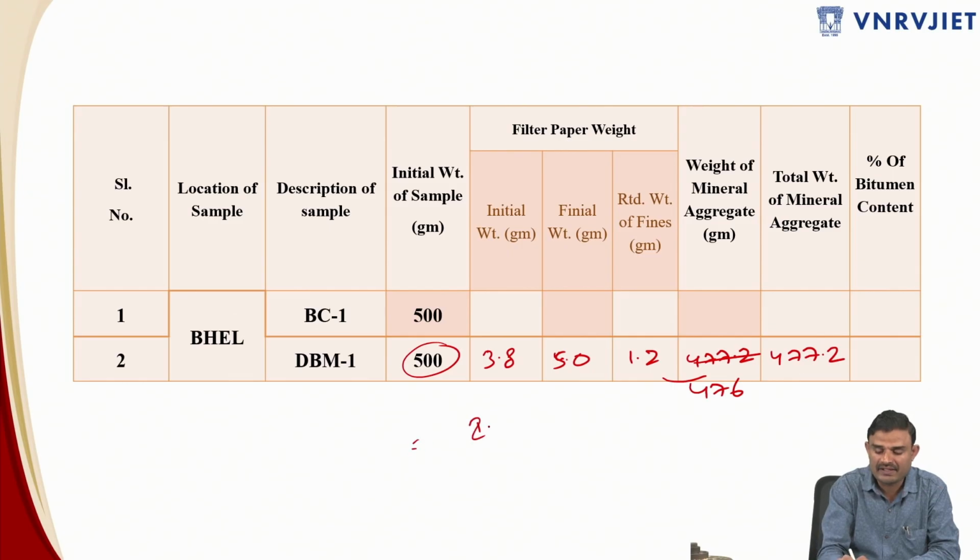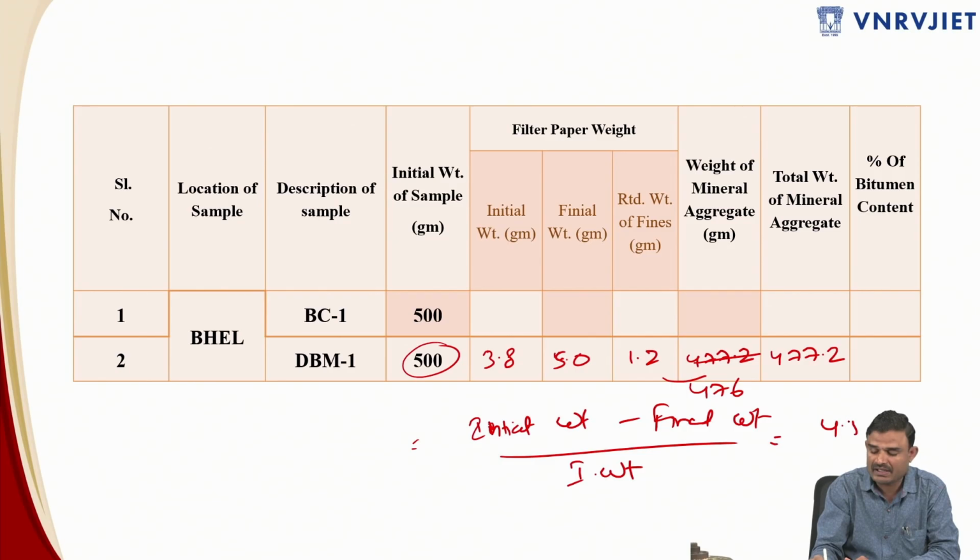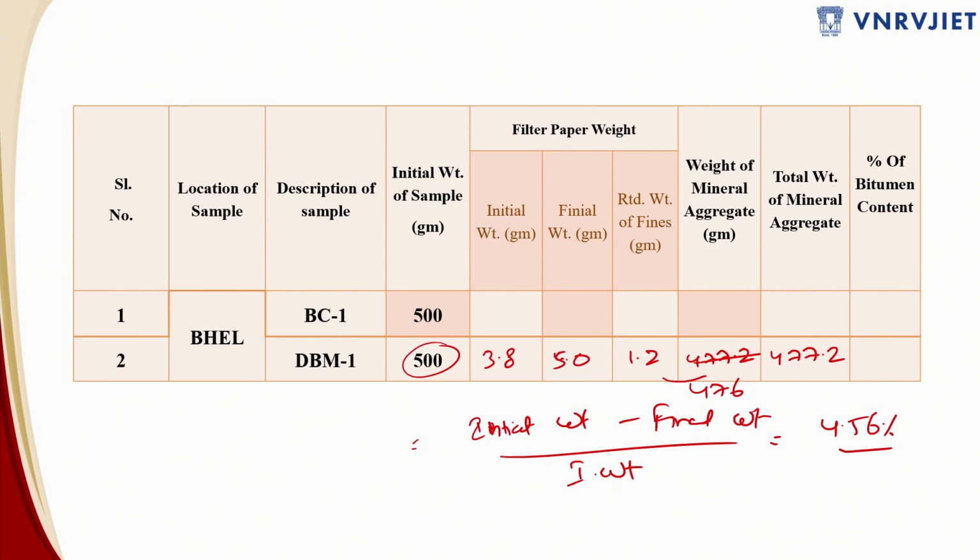And again, initial weight minus final weight divided by initial weight. So the bitumen content in this DBM case has come to be 4.56. So this is the easy way to determine the bitumen content in the bituminous mixture.